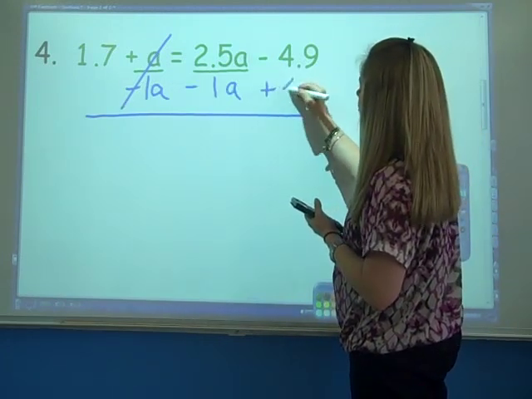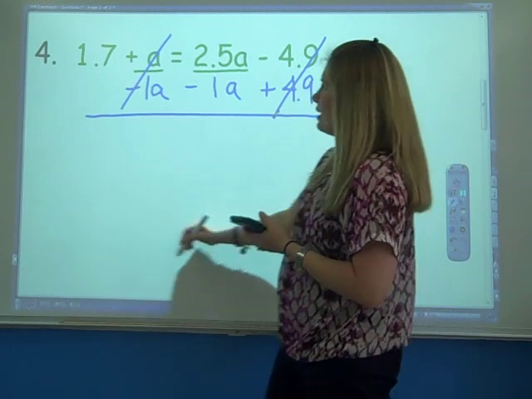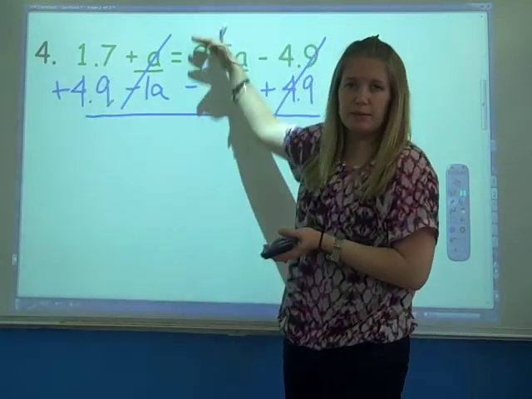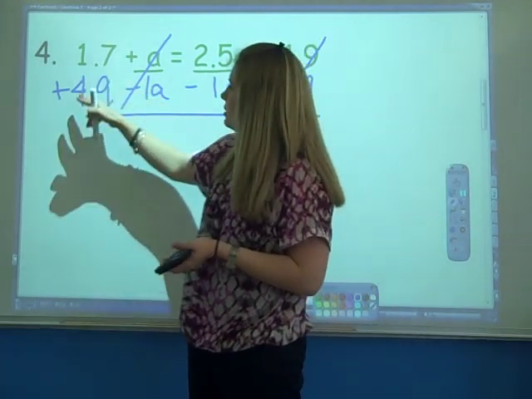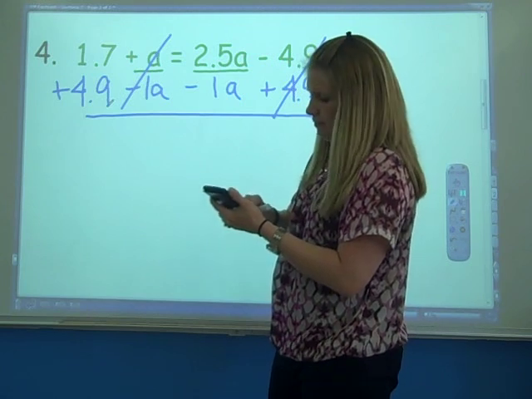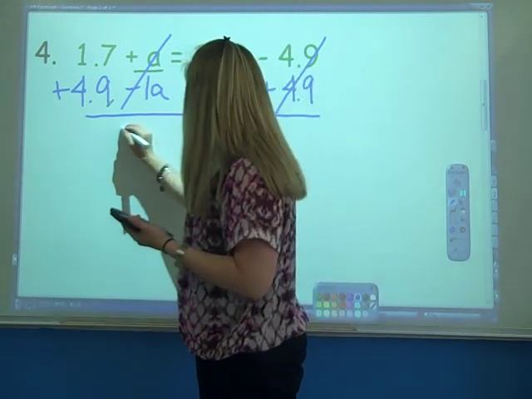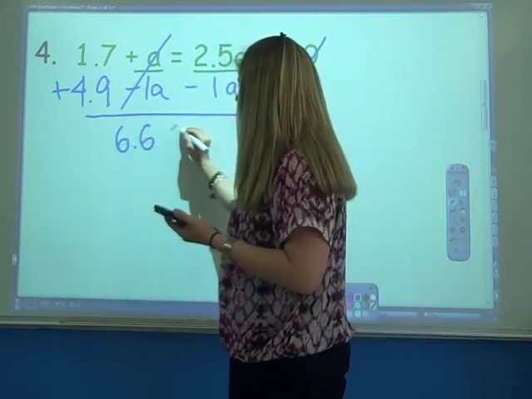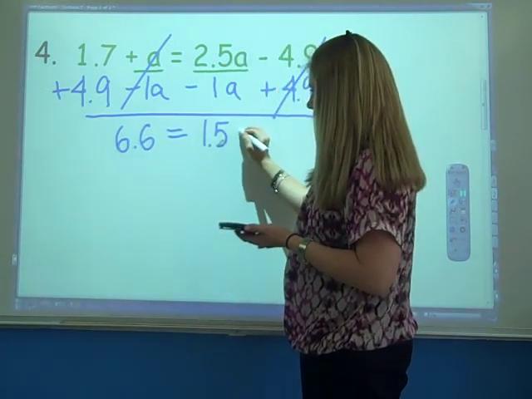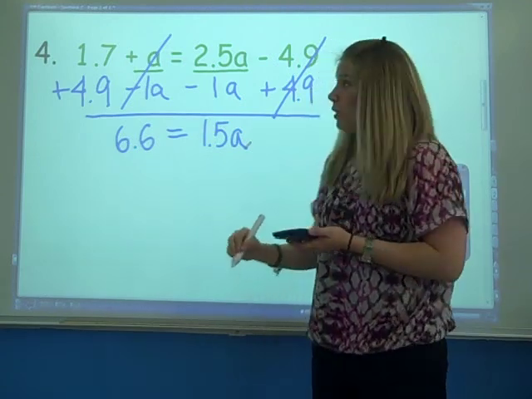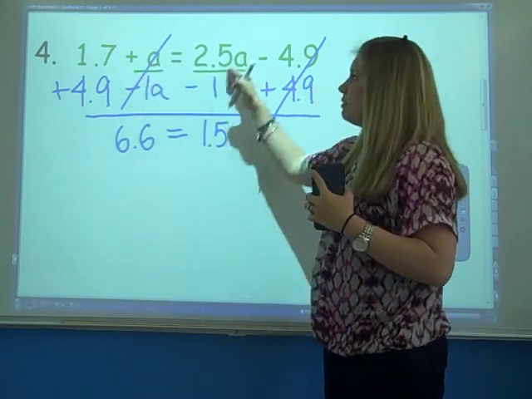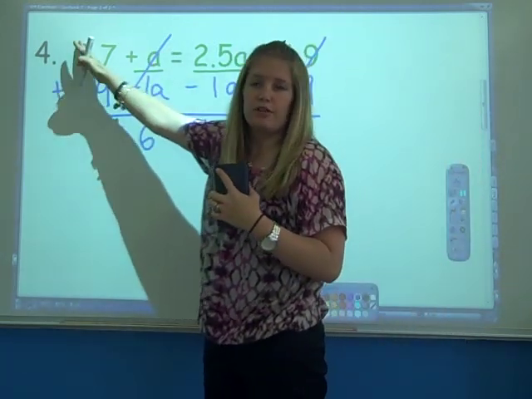I'm going to add 4.9. That will cancel out. Add 4.9 over here. So now when I simplify, I have 1.7 plus 4.9, I'm just going to double check, make sure my math goes right here, is 6.6. Still have equals. 2.5 minus 1 will be 1.5a. So basically I took all of this and did 2 steps in one by bringing my variables to the one side and bringing my numbers to the other side.